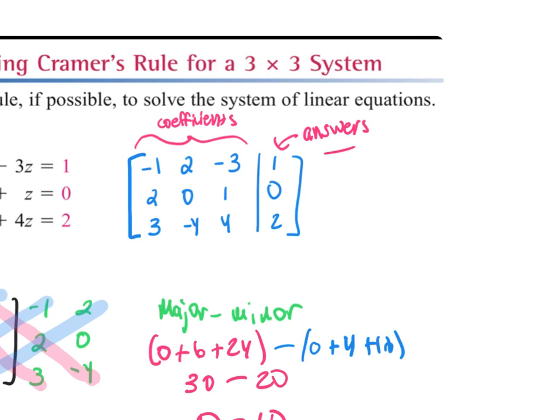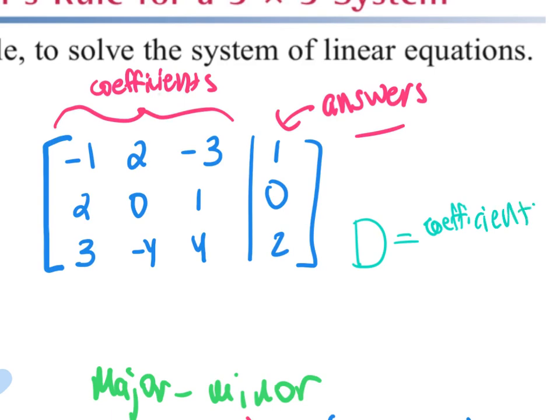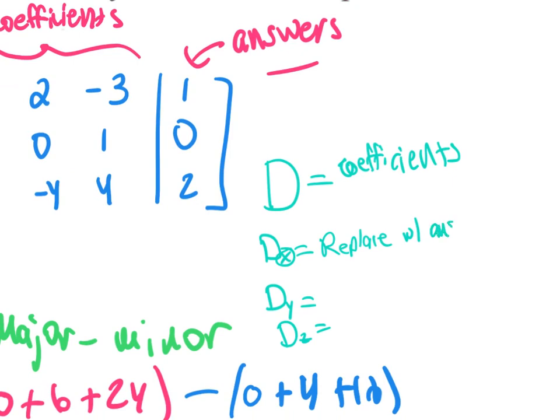Like I was saying, what you need to do to keep yourself organized is write out your augmented matrix. So you have your coefficients and your answers. The first thing you're going to do is find your D matrix. That's just your coefficients. Then you're going to find D sub X, D sub Y, D sub Z, whatever they're asking you for. And when you do that, you replace whatever little letter you're looking for with the answers. You just got to pay attention to what you're doing and then take your time.